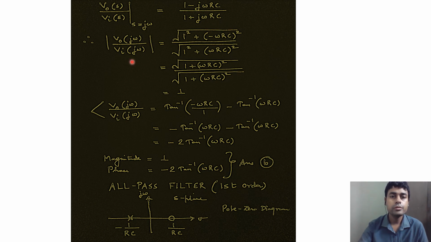Now for magnitude, we follow the rules of a complex variable on how to find out the magnitude. So if I have a complex number such as a plus jb, then the magnitude is given by square root of a square plus b square. And therefore the form is similar over here. So this becomes square root of 1 square plus negative of omega RC whole square, whole divided by 1 square plus omega RC whole square. And everything will cancel and we will get a magnitude of 1.